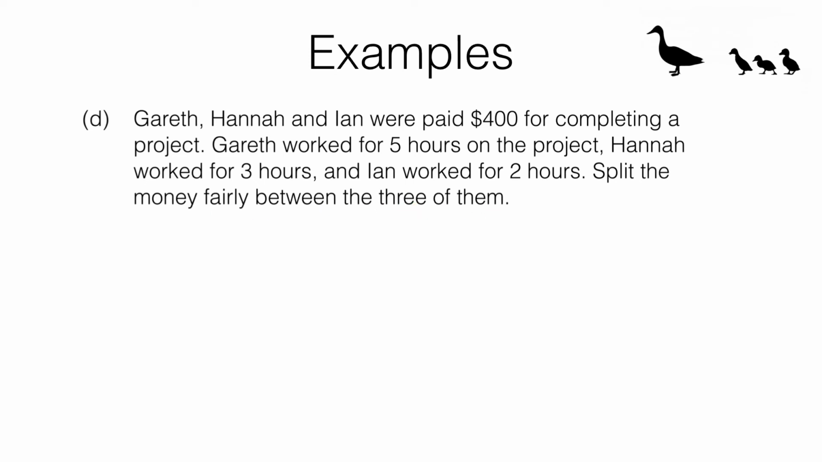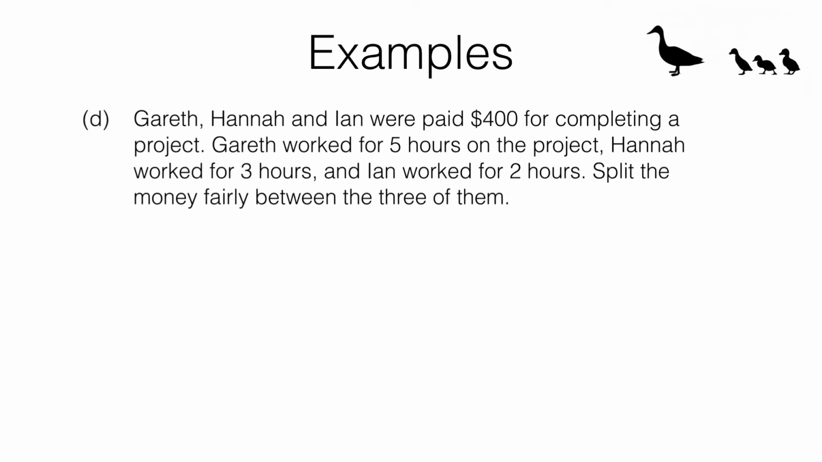Okay, because they worked for different amounts of time on the project, it wouldn't be fair to try and split the money equally amongst the 3 of them. We should give more money to Gareth because he worked the most hours, and we should give a bit less to Hannah because she worked 3 hours, which is the next highest amount, and we should give Ian the least because he spent the least amount of time on it.